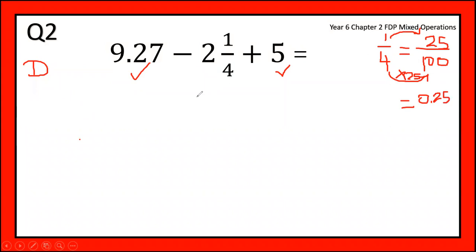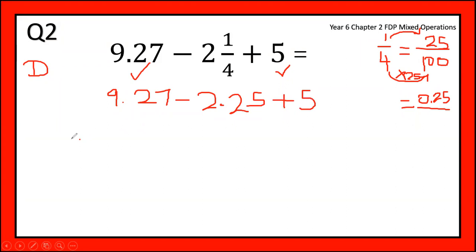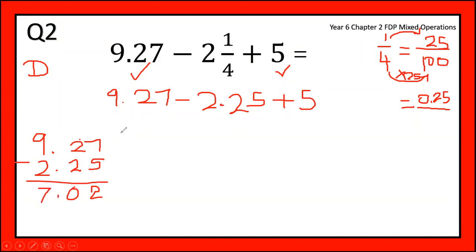So now we'll rewrite the question, 9.27 minus 2, don't forget the 2, and now the 1 over 4 is 0.25, so it's 2.25, and add with a 5. That's it. Now you can solve this question using your standard written method. 9.27 minus 2.25. 7 minus 5, 2, 2 minus 2, 0, 9 minus 2, 7. And then of course add your 5.